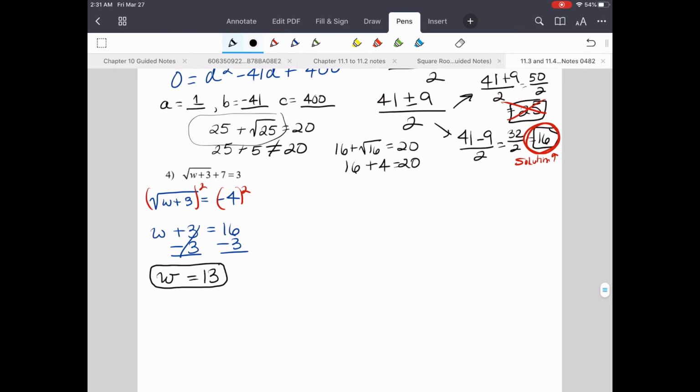And if you want to check that out, let's make sure that works. 13 plus 3, and then there's a plus 7 outside of the radical. So 13 plus 3 is 16. And the square root of 16 is 4. 4 plus 7 equals 3. That is false for sure.